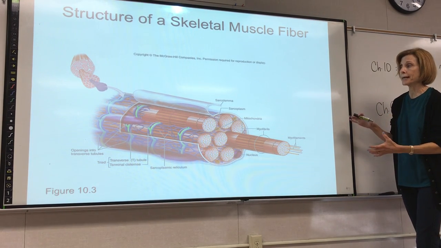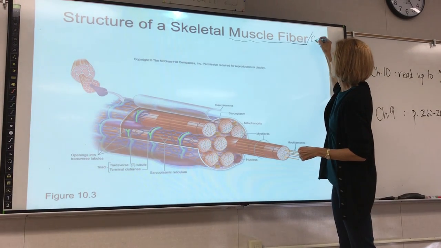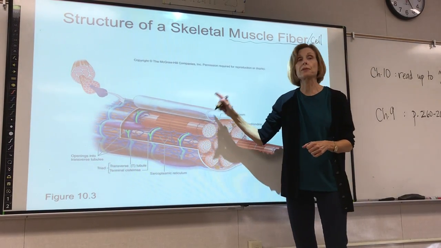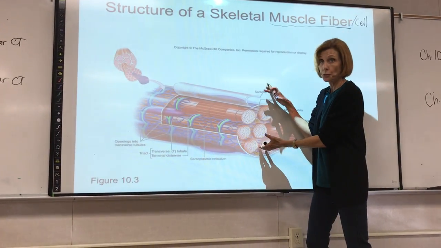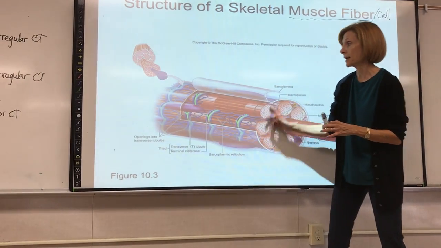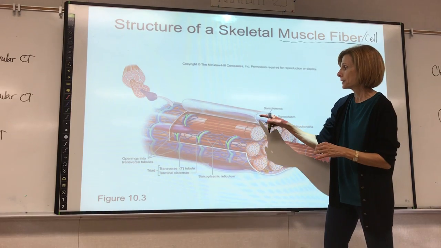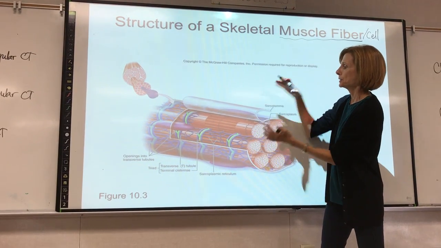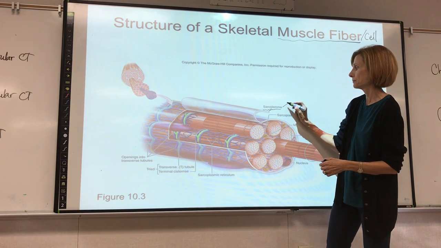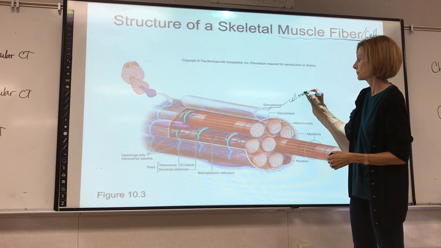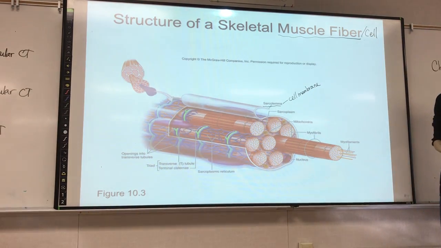Okay, so now notice that this is one individual muscle cell or muscle fiber, right? They have removed the endomysium. The endomysium is not shown here. If it was shown here, it would be outside of this whole thing, right? This thing that they've kind of laid back so you can see inside the cell is the cell membrane, the sarcolemma. So remember we said that the cell membrane has that special name.